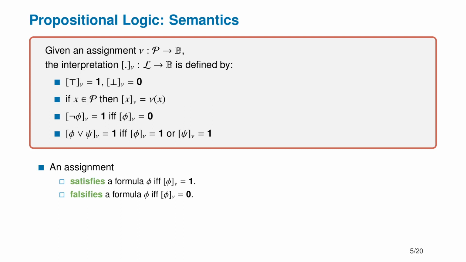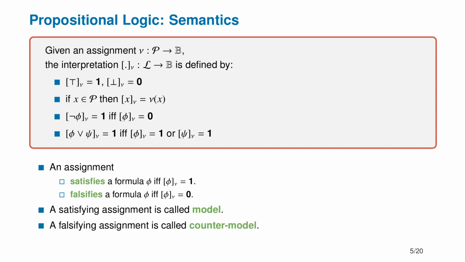We call an assignment a satisfying assignment if the formula evaluates to true under this assignment, and we call an assignment a falsifying assignment if the formula evaluates to false under this assignment. This reads in both directions. And a satisfying assignment is called a model, and a falsifying assignment is called a counter model.